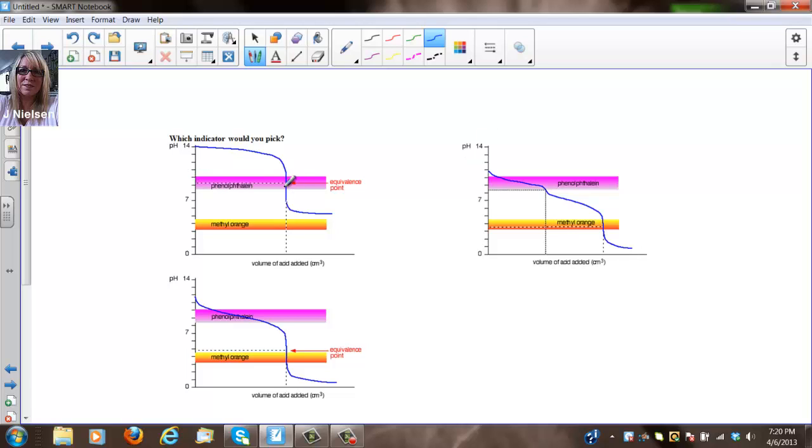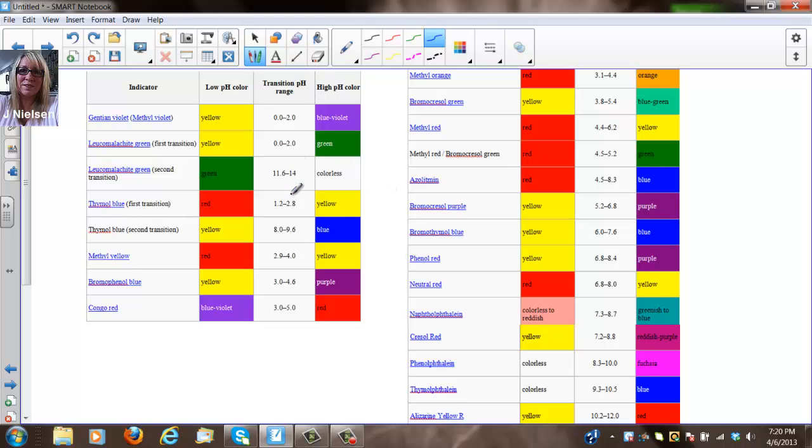Here, the equivalence point is right here. In this case, would you use phenolphthalein or methyl orange? Well, obviously you would use phenolphthalein, because this is a pH a little higher than 9. If you go back to your chart, for a pH around 9, you could use thymol blue. That wasn't a choice here. And here's the phenolphthalein, 8.3 to 10. I wouldn't suggest using the thymolphthalein because that's a little bit too close. But either the thymol blue or the phenolphthalein would be good for that.